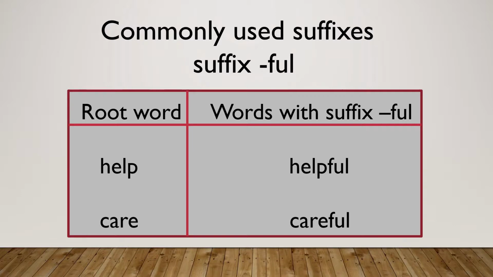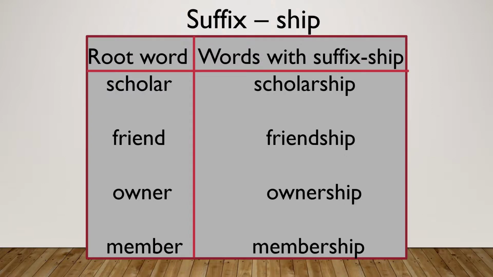Student, let's see the next suffix, that is ship. Here the root words are scholar, friend, owner and member. Here what do we have to use? Ship, correct, at the end of the root word. So the words are scholarship, friendship, ownership and membership. Here we have added the suffix ship at the end of the root word.